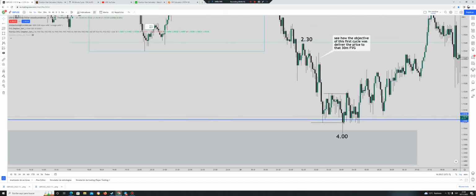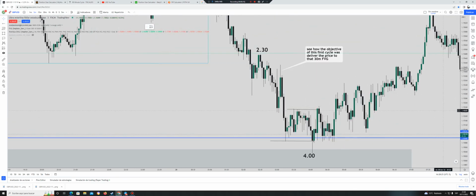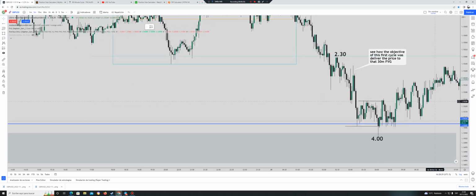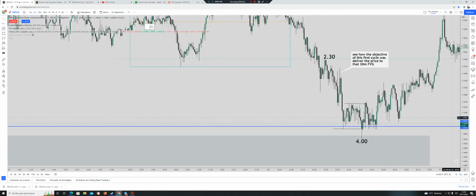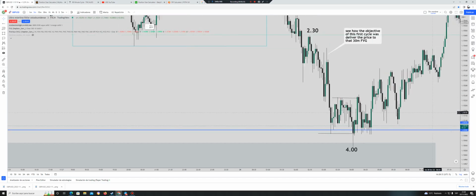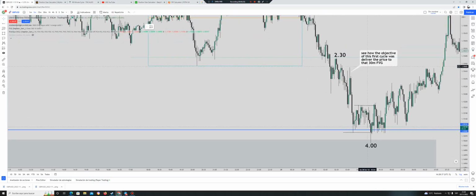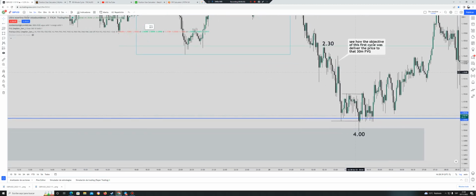After that, we can start trading the second cycle, because I don't really trade the first cycle, only if I see a plus trade, but I don't really trade the first cycle. I use it to collect information to see where it is delivering the price, and then at 4 I start really trading.